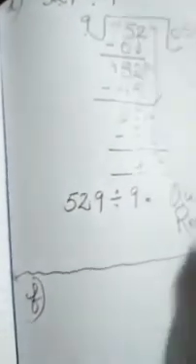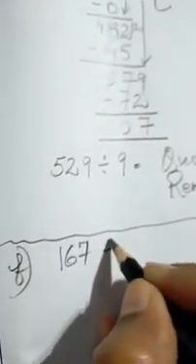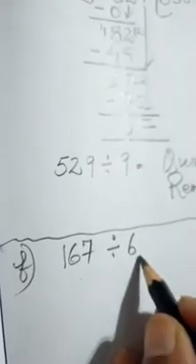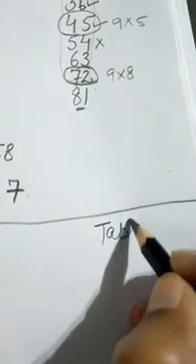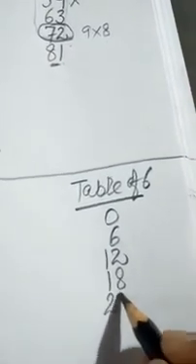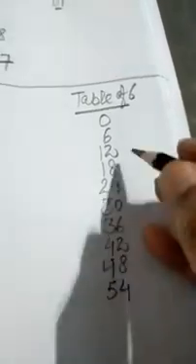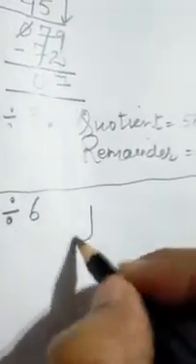Yes, in F part how to do these sums? Yes, 167 divided by 6. Now in the rough work we will write the table of 6. 6 0 is the 0, 6 1 is the 6, 6 2 is the 12, 6 3 is the 18, 6 4 is the 24, 6 5 is the 30, 6 6 the 36, 6 7 is the 42, 6 8 is the 48, 6 9 is the 54. Like this we will write the table of 6 and here we will start our division.